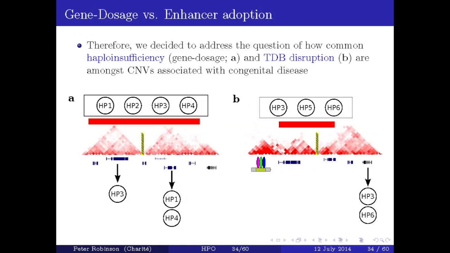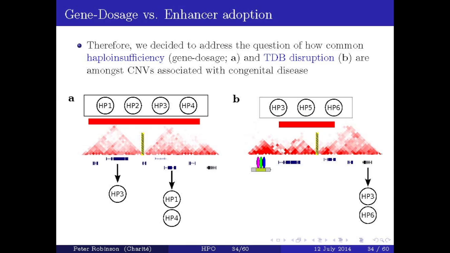And so Malte then came to me, and we started to talk and said, well, can we see how common this is, using bioinformatics? So here are the two theories that we'll be testing. Haploinsufficiency, gene dosage, I told you about this. So our CNV patient has HPO phenotypic features 1, 2, 3, 4. If you have a nonsense mutation in this gene, you get HP3. If you have a nonsense mutation here, you get HP1 and 4.